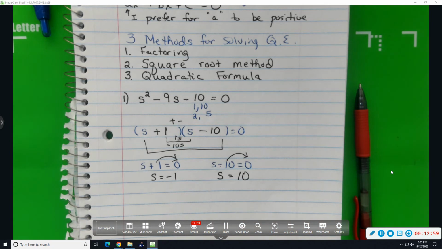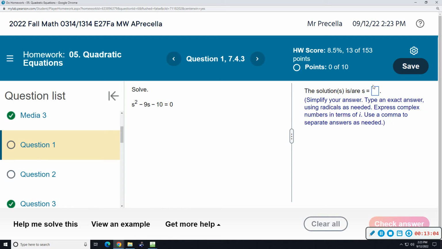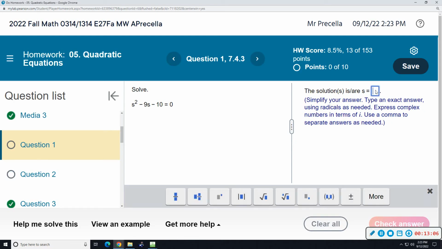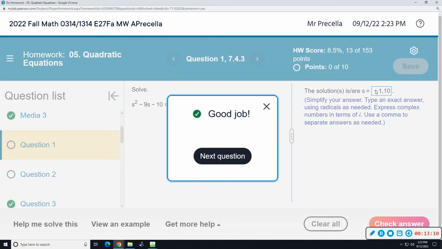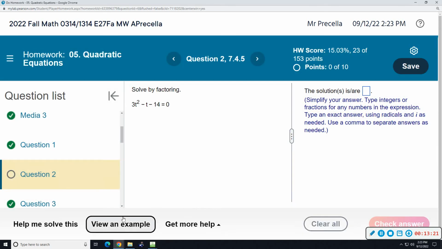So, you want to type those answers in, negative 1 and 10. Okay, and notice it asks you to separate them with the comma. There. And if you're thinking, wait, it seems like we've done this before. Yeah, we did it on Wednesday. The first two problems are a review of what we were doing at the end of class on Wednesday.